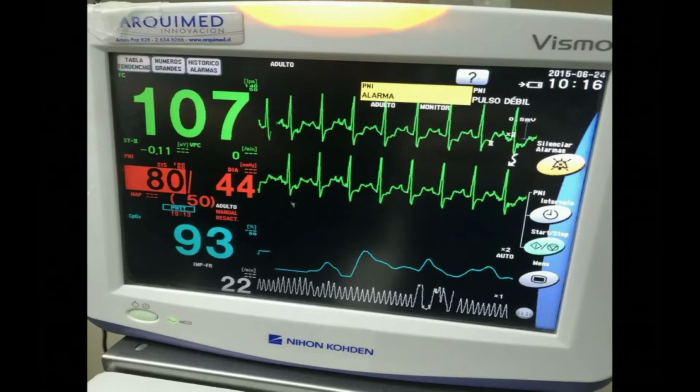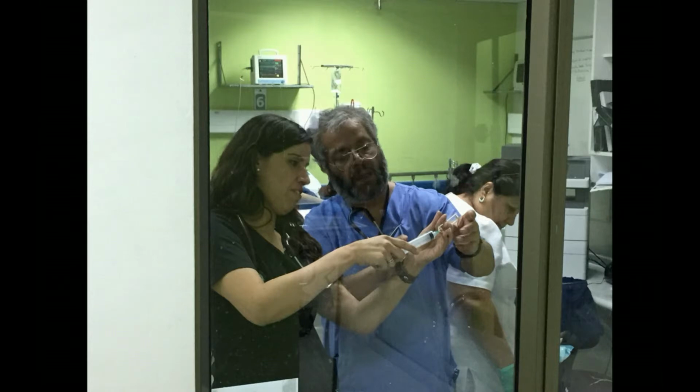So what did we do with our patient? This is the picture I showed you when she came in. Take a look at the hour in the right upper corner. It's 10:16. For me, the patient was clearly in shock.